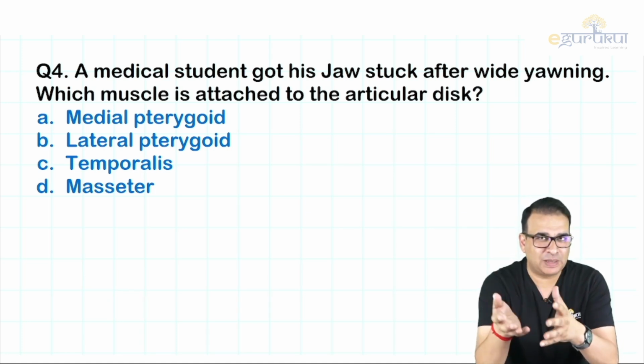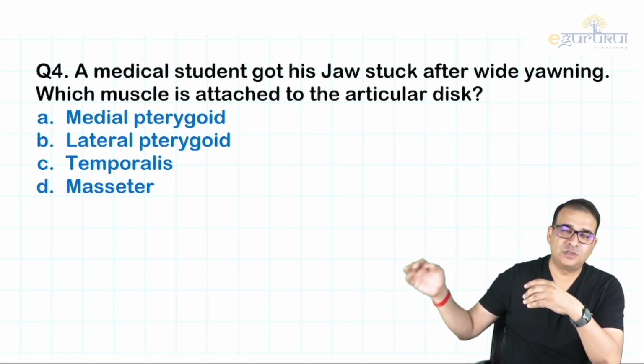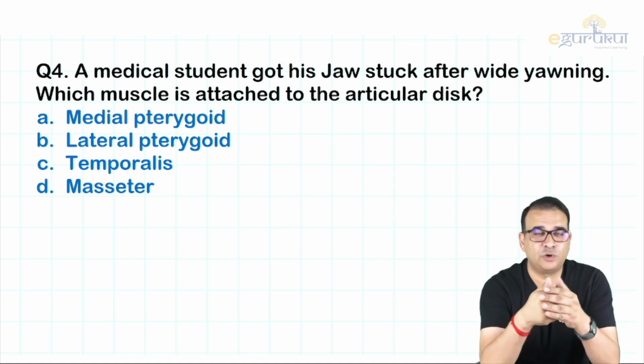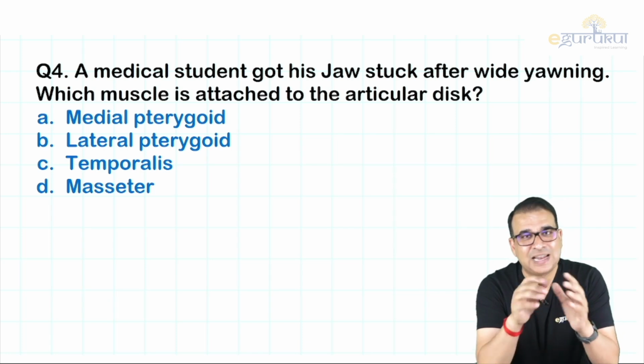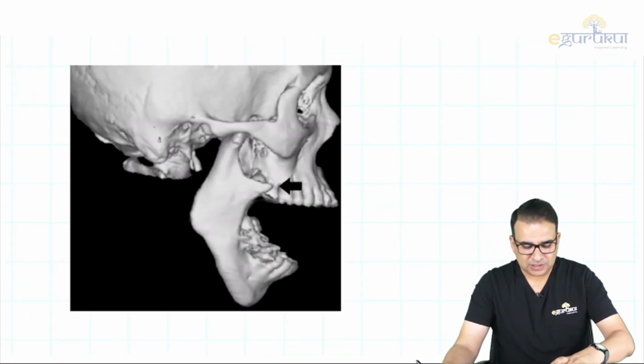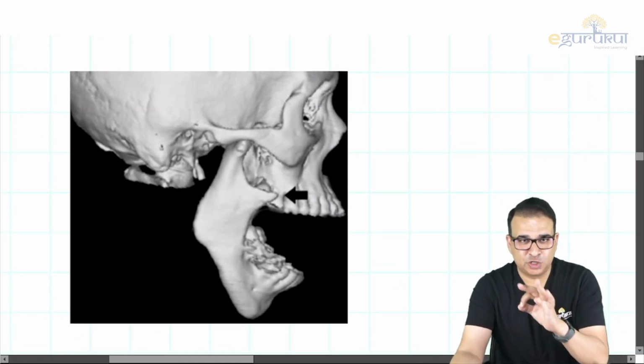And the only muscle of mastication out of these four which is responsible for the depression, or the opening, of the mouth is the lateral pterygoid. Now, first, I want to show you this picture here. Look at this picture. This is showing you the anterior dislocation of TMJ.